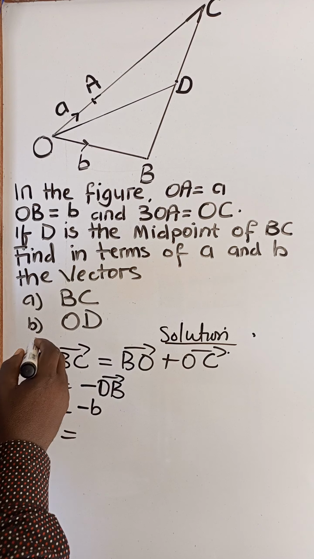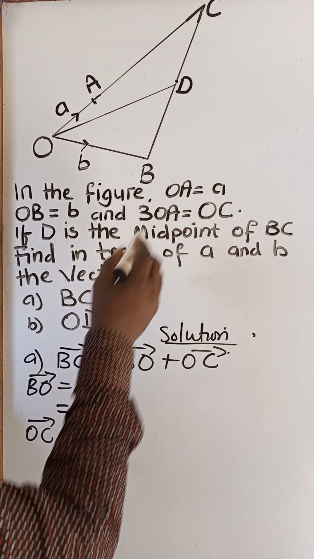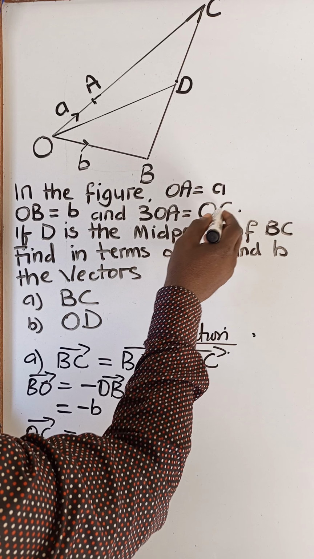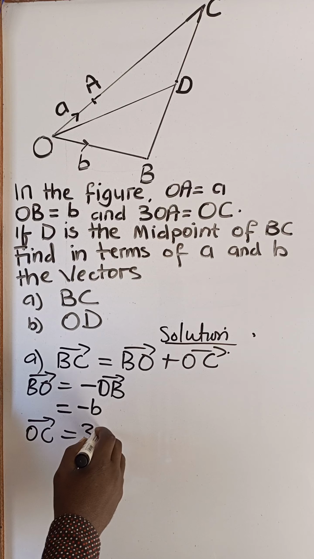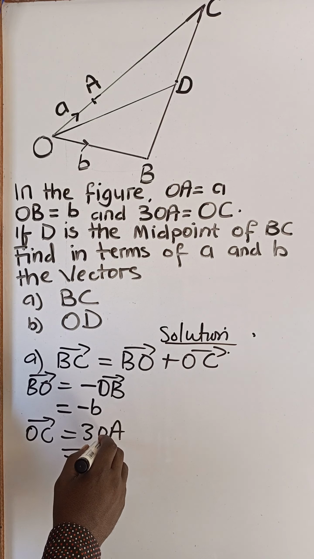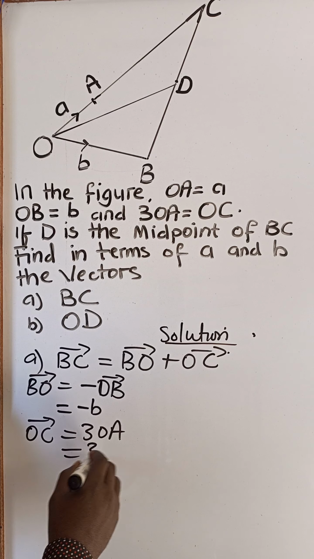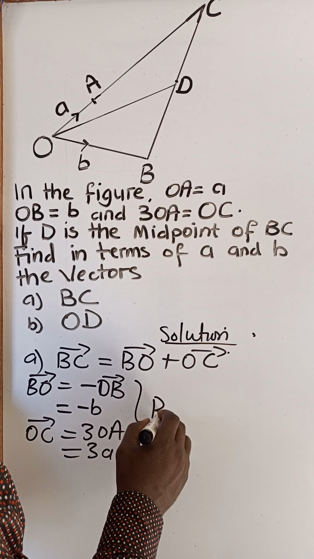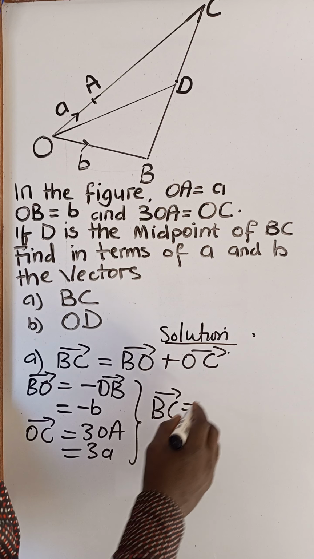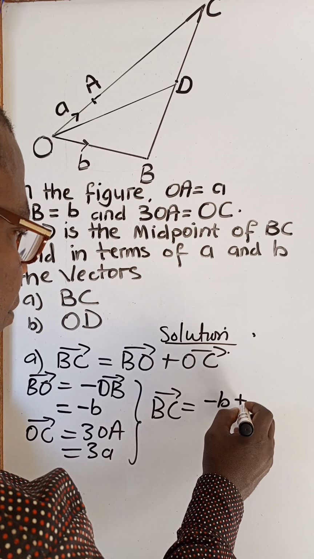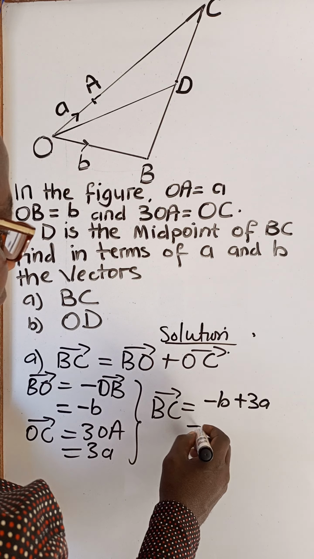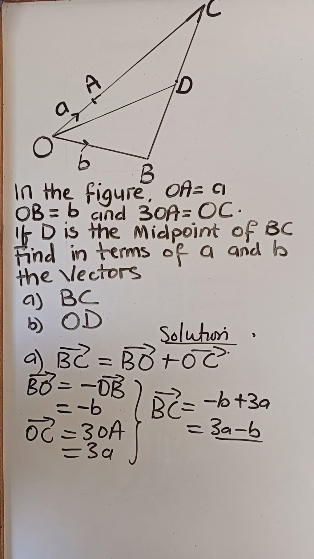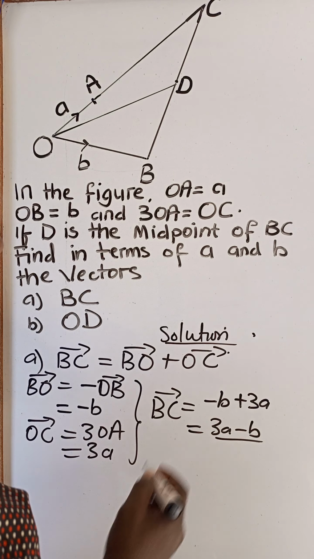Then next, OC. The information is in the question. We are told that 3OA is OC. So in the place of OC, we are going to write 3OA, and we also know OA is small a. So we have 3a here. Therefore, our BC will be the vector negative b plus 3a, which can be rearranged as 3a minus b. That is vector BC in terms of small a and small b.